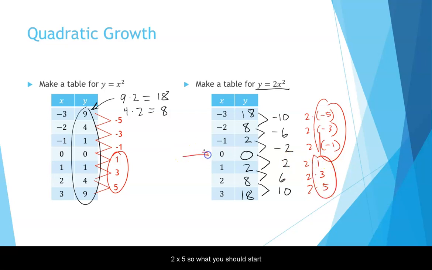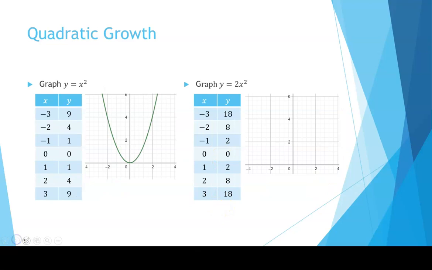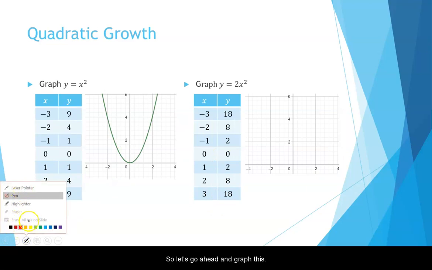So what you should start to think about is if we can start at the vertex, if we can figure out where that vertex is, we should be able to follow a pattern. If this pattern thing just doesn't make any sense to you, that's okay, because you still need to start at the vertex, but then you can just build a table and graph from there. So let's go ahead and graph this.